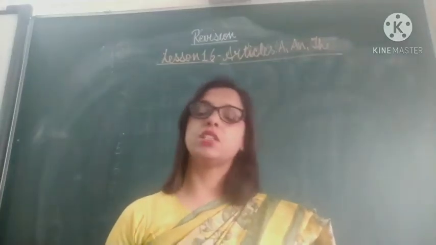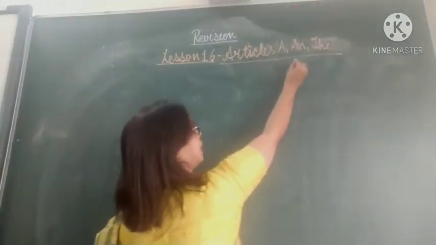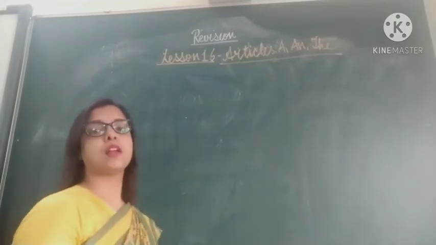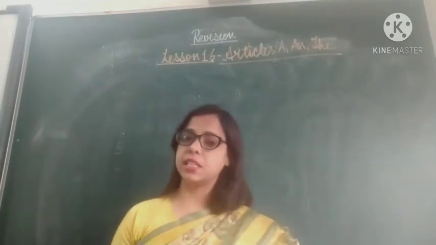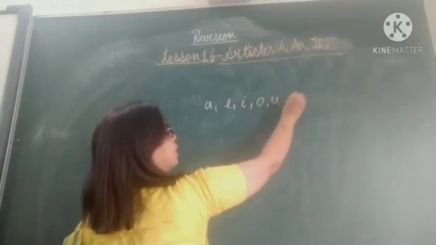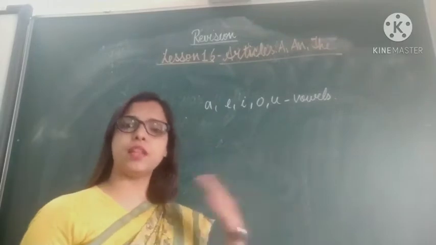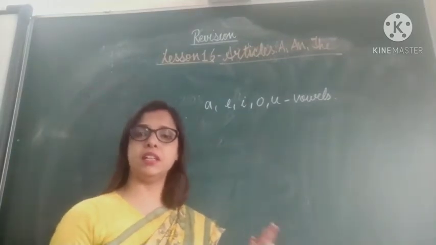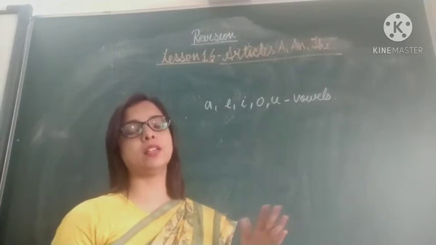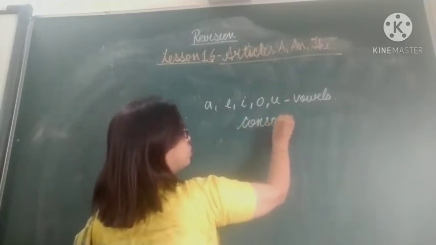Hello children, today we will revise lesson 16 of your English grammar, that is articles: a, an and the. Okay? So children, you have already studied about vowels like A, E, I, O, U. They are called vowels, and the rest of the alphabets like B, C, D, F, G, H and all that are called consonants.